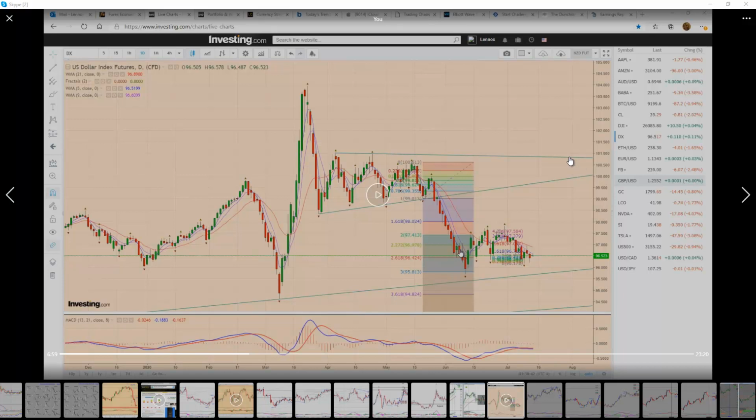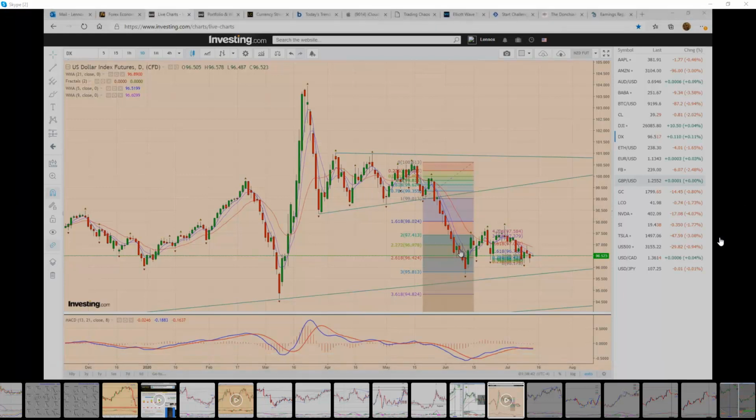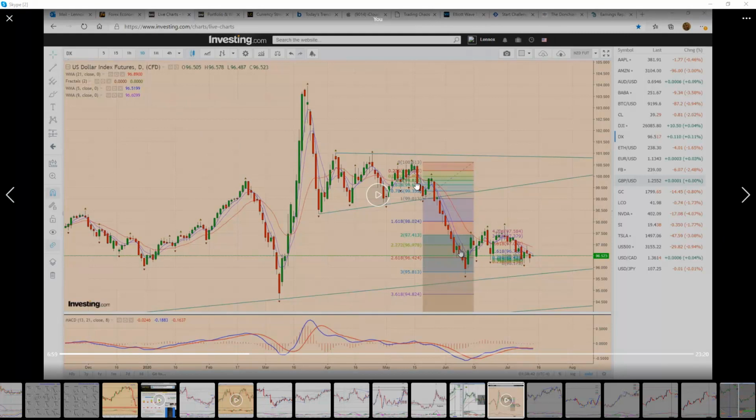This is a snippet of last night's playbook to our 123 Simple 123 member group, and I'm just going to play this recording from last night's, which was July 13th. US dollar futures index analysis. Okay, so let me play it for you.